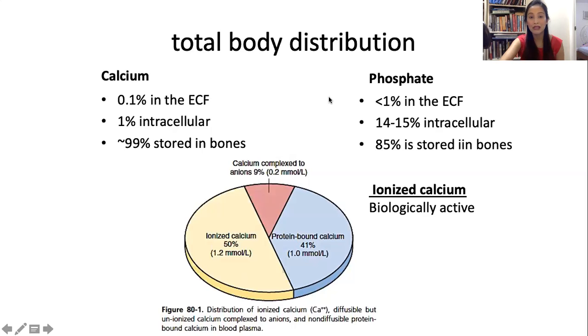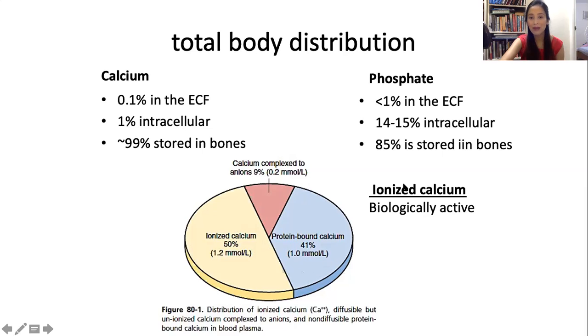So this slide shows the total body distribution of both your calcium and your phosphate. Your calcium is present in 1% of the extracellular fluid and 1% is located intracellularly. And more than 99% of your calcium is actually stored in the bones so that whenever you need calcium, in an instant, you will be able to mobilize calcium from the bones right away.